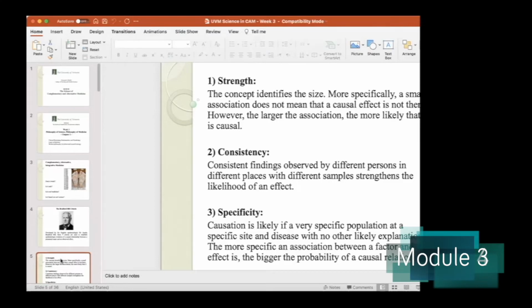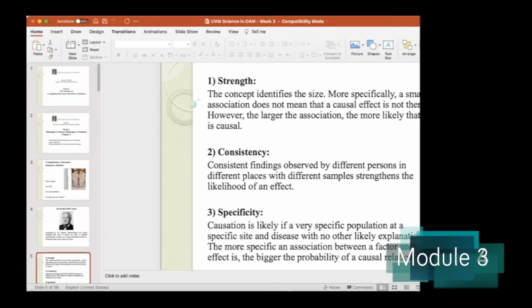Number 2, consistency. Consistent findings observed by different persons in different places with different samples strengthen the likelihood of an effect. Now, this is to some extent common sense, but of course it has to be included because it has to do with replicability of scientific studies. Just because you find one single study that claims to have found very solid evidence for this association, it is just one study. So the more you replicate these studies, the higher the likelihood that you find something.